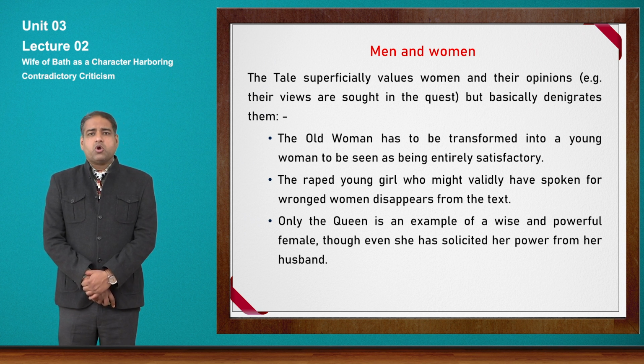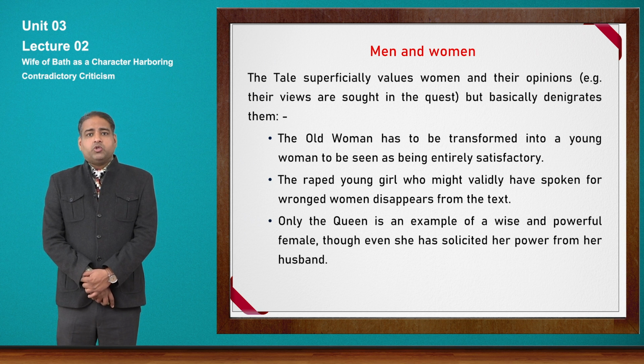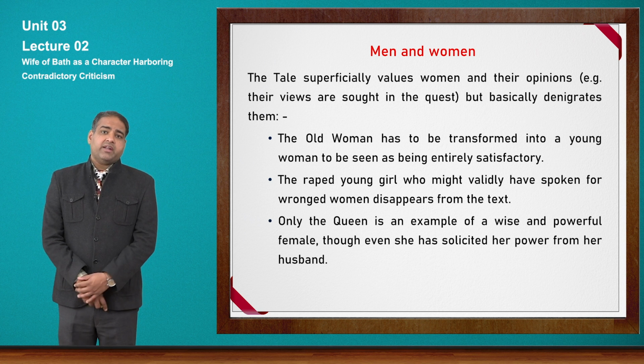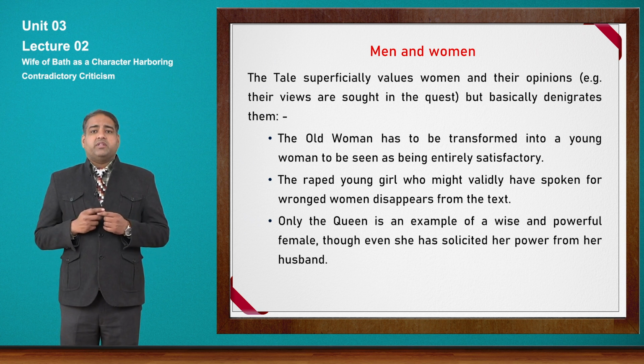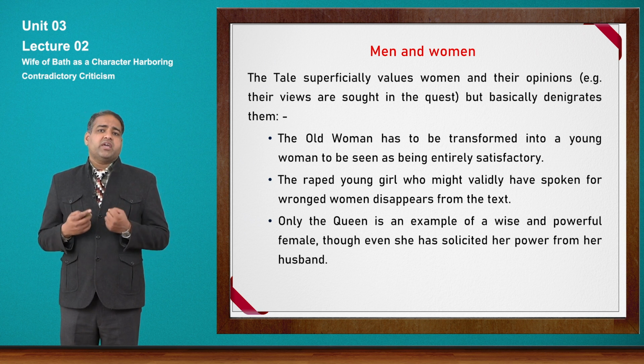Nobody wished to talk about it, not even Chaucer. And the third is, only the queen is an example of a wise and powerful female, though even she has solicited her power from her husband. This is again a critical opinion, friends, that King Arthur gives, let's say, the permission to his wife to treat the case of this knight.